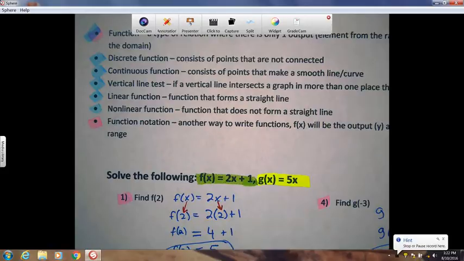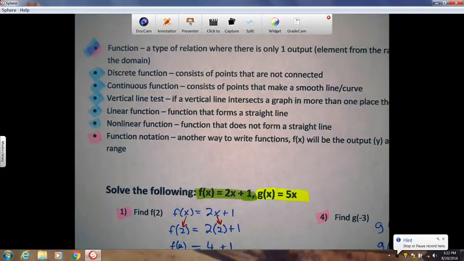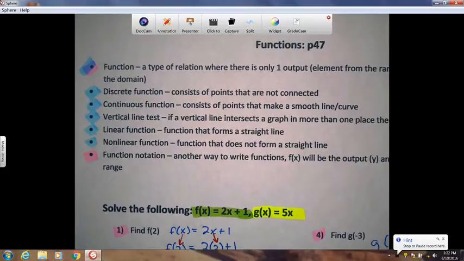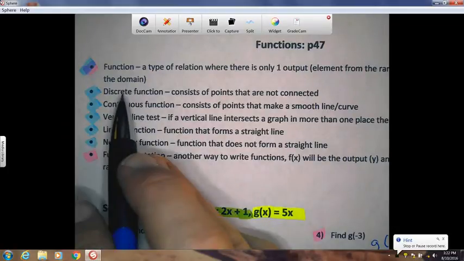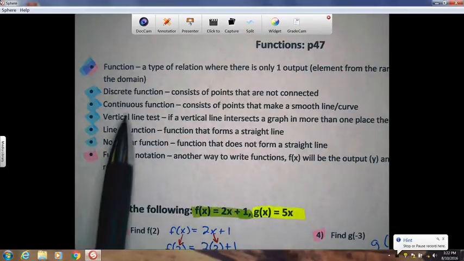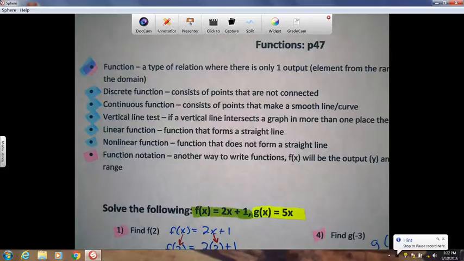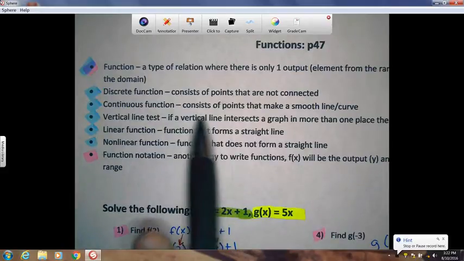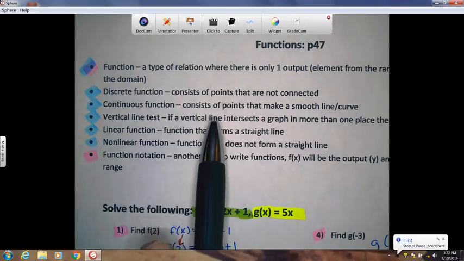Okay, now we're going to look at functions part 2. For functions part 2, some things we want to look at are discrete functions, continuous, vertical line test, nonlinear, and linear. You can read these for yourself and study what those are. Here are some examples.